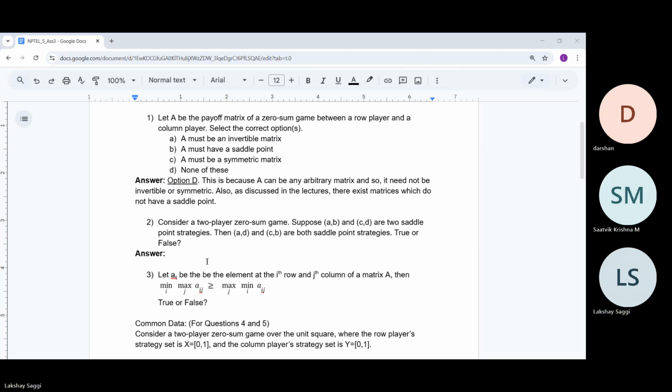All right. Then the second question is again: consider a two-player zero-sum game. Suppose (A, B) and (C, D) are two saddle point strategies. Then (A, D) and (C, B) are also saddle point strategies. Is this statement true or false? Satvik is saying that it is true. Good job, Satvik. This has also been discussed in the lectures that this is true.